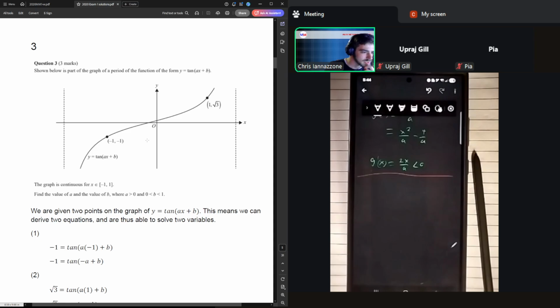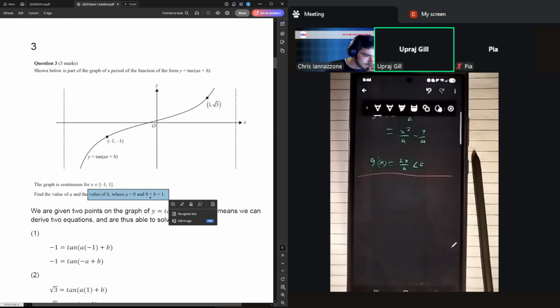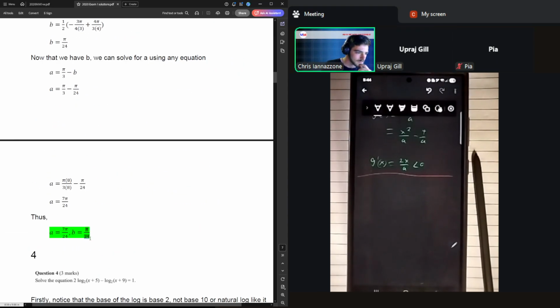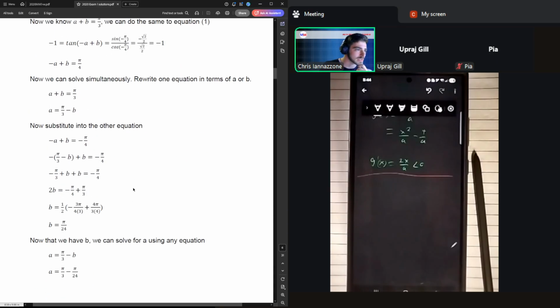I'm trying to think if there's a reason why you wouldn't go 3 pi on 4. When I used negative pi on 4, I got pi on 24 for b, so it's between 0 and 1. Yeah, no, it is good. Picking -pi/4 was the correct way of doing it.